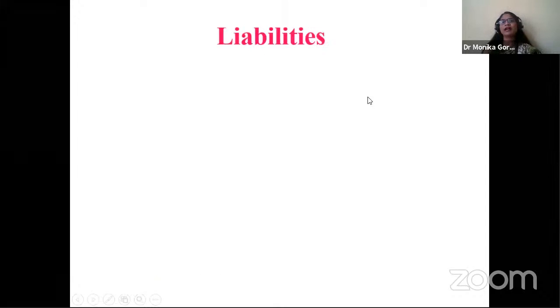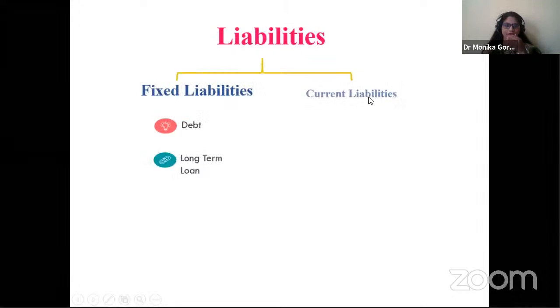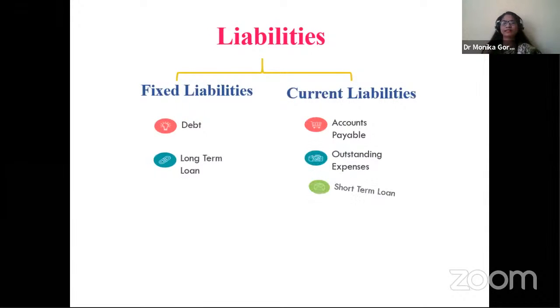Moving ahead, the same thing applies for your liabilities. Liabilities include your fixed liabilities, long-term debts, where the repayment of that particular borrowed capital will take more than 1 year. It is called a fixed liability. So over a period of time, you are going to pay the interest on that particular borrowed capital.